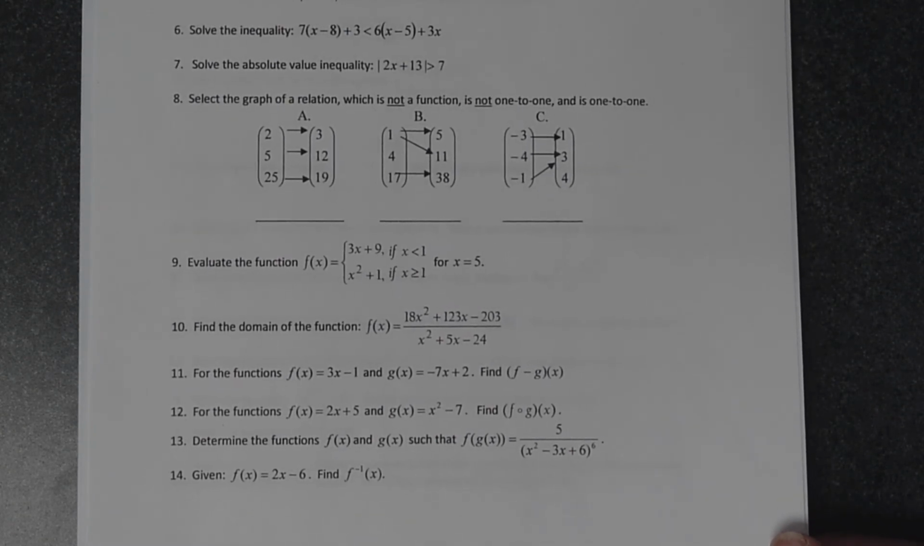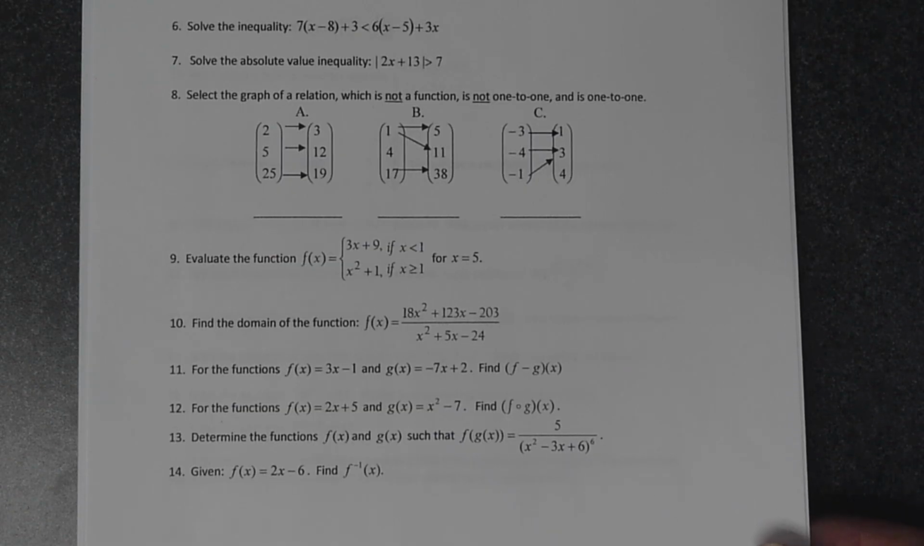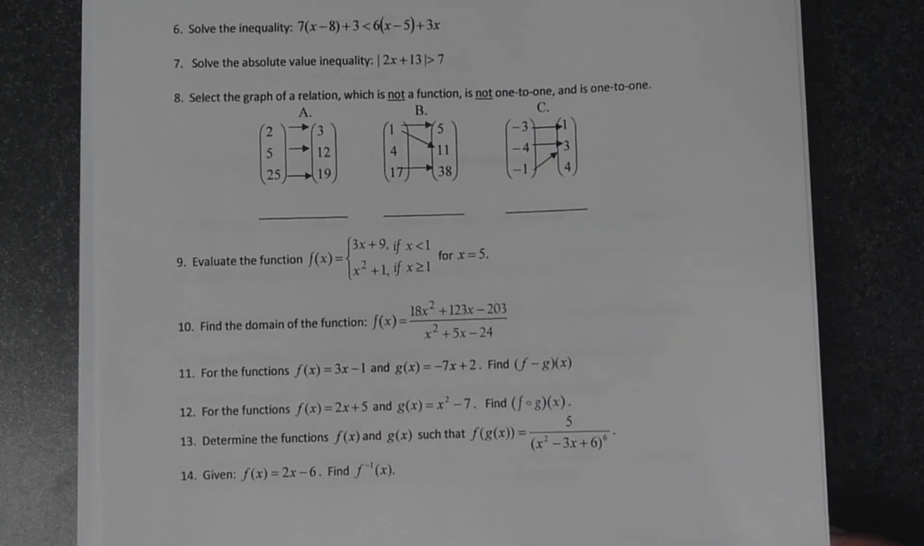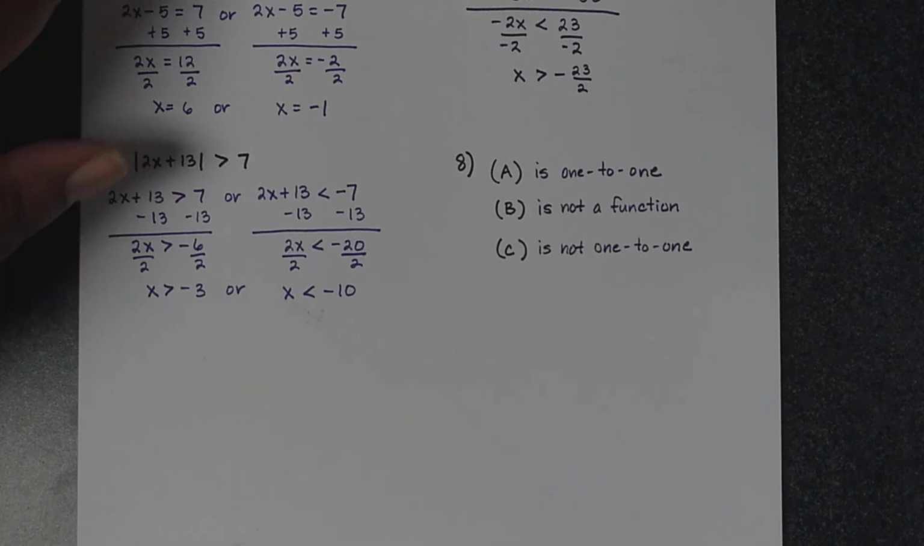All right, number 9 is to evaluate the function f of x is equal to 3x plus 9, and that's only if x is less than 1, or x squared plus 1, and that's only if x is greater than or equal to 1. And this is going to be for x is equal to 5. So here you have a piecewise function. And you have to pick which one of those functions you're going to use based upon that x value.